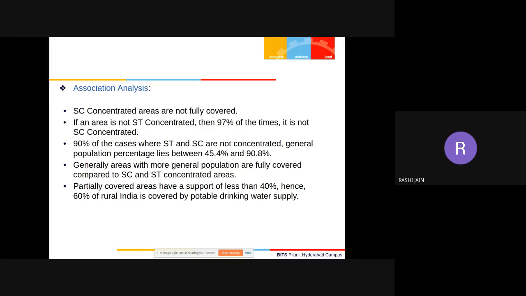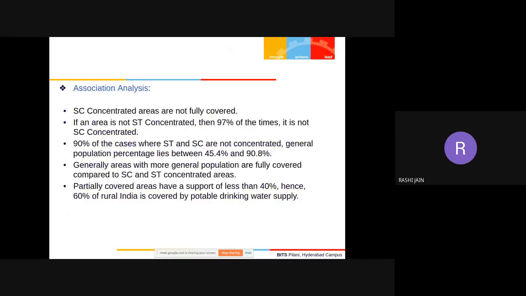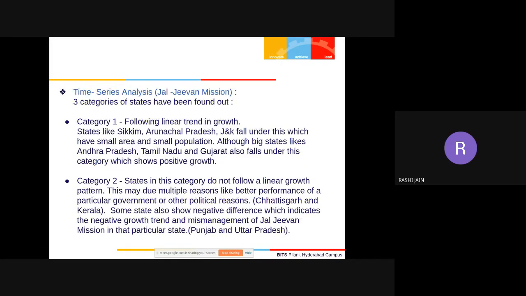We can also see that partially covered areas have a support of less than 40%, and hence we can say 60% of rural India is covered by potable drinking water supply. So overall, we can say that there is some social bias against SC and ST people. Now I'll hand over to Shriya.